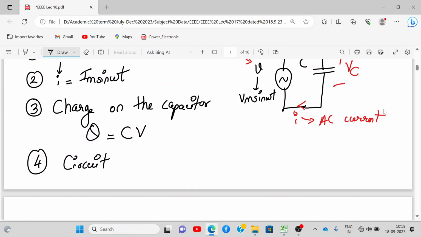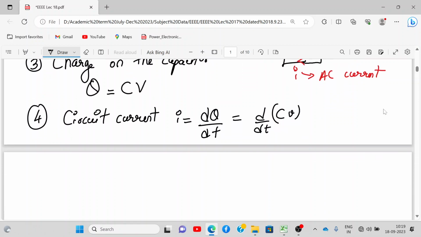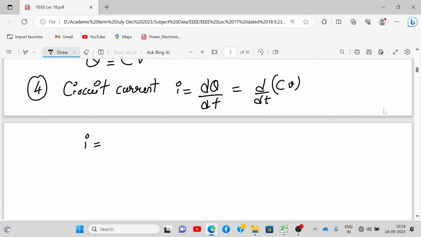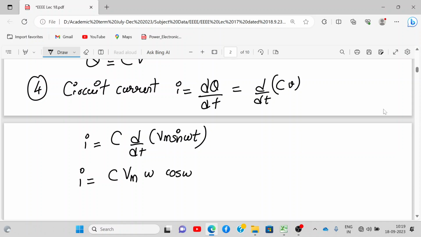Circuit current is given by rate of change of charge. So circuit current I will be dq by dt. So d by dt of C into V. Actually it is V. Okay. So I will be, C is constant, d by dt of Vm sin omega t. So what is differentiation of sine? Cos, and omega will come over here. So it will be Vm omega cos omega t.